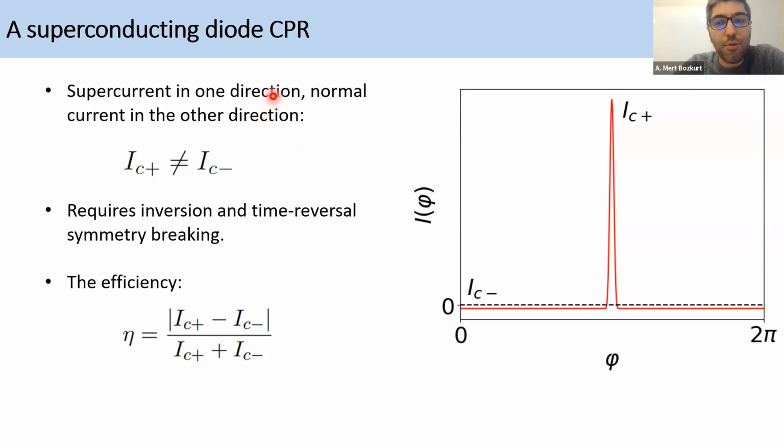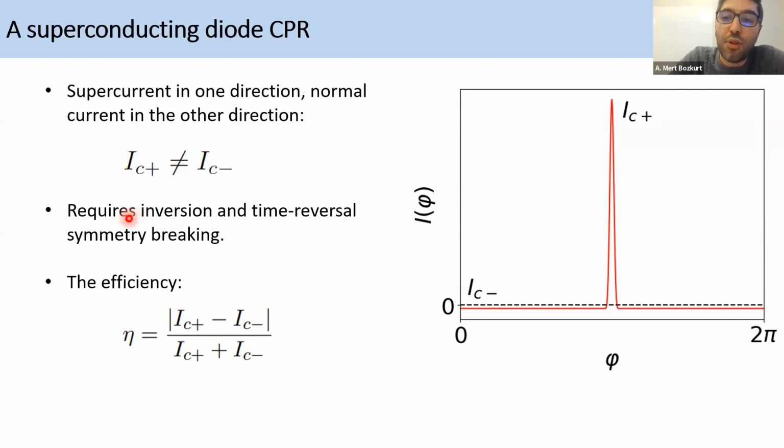Coming back to superconducting diodes, a superconducting diode is a non-reciprocal device that features unequal supercurrent in opposite directions. Let's say we have a two-terminal device, just like a normal diode we know from electronics. It features different critical currents in opposite directions, which we denote as IC+ not being equal to IC-. How to achieve such a case is well studied. To achieve this condition, you need to break both inversion and time reversal symmetry.